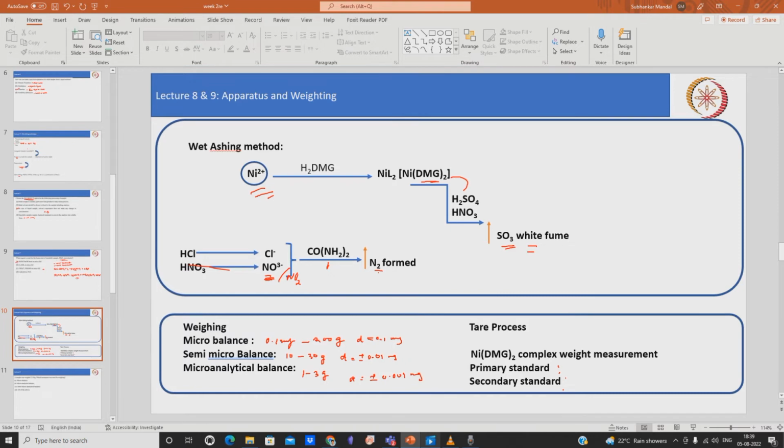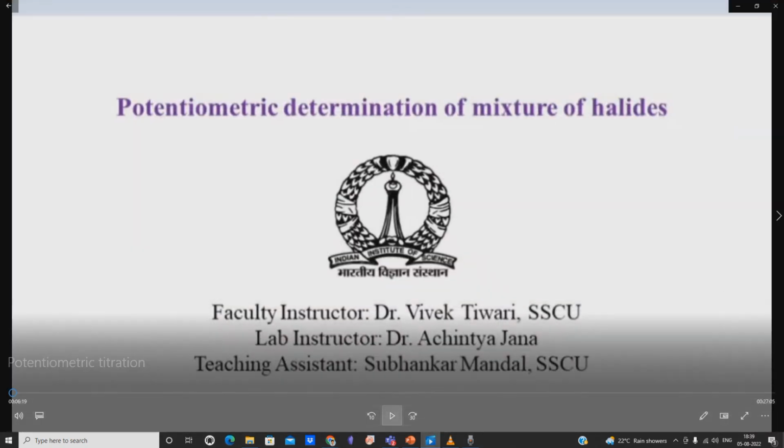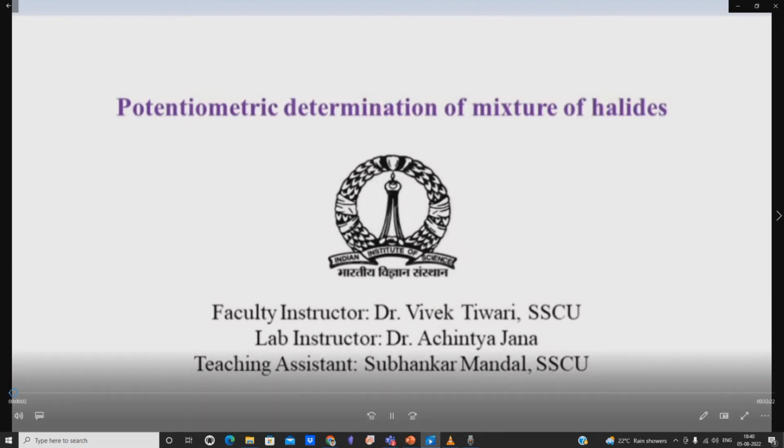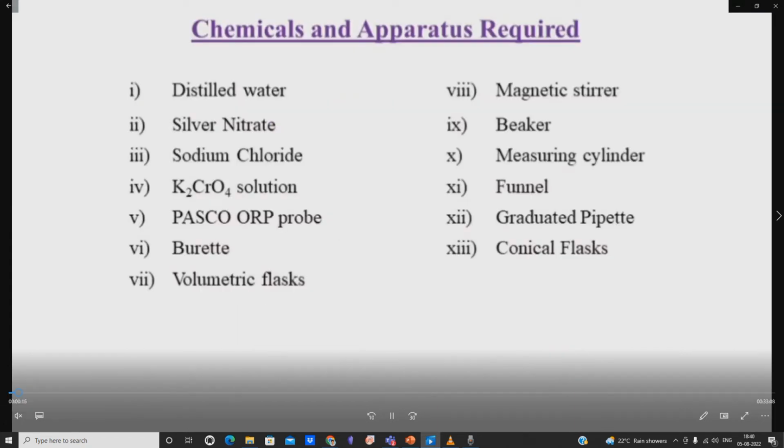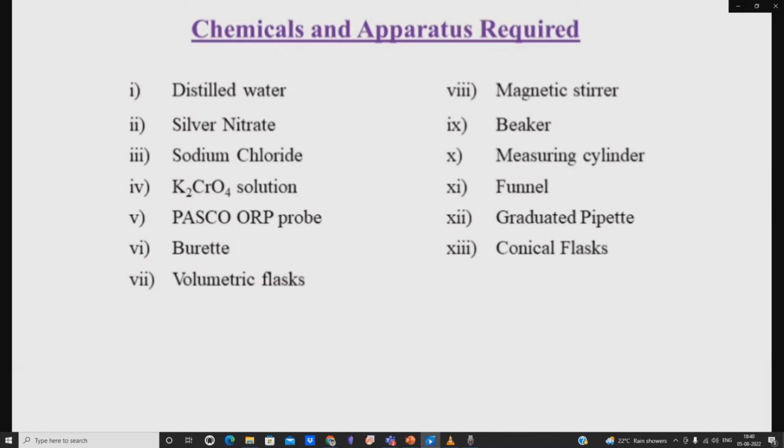Okay, so I think here I want to show some video of how to make a sample, because in lecture 10 also we have learned how to make a sample in a volumetric flask. So I'll show one video. I think that will be easy to understand. So this is some analytical chemistry practical class. I was the TA of this course.